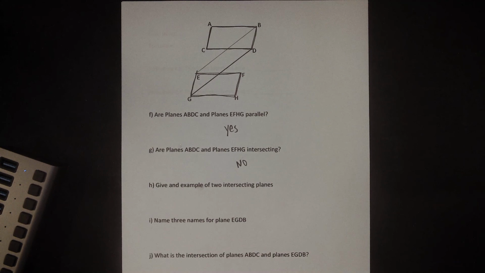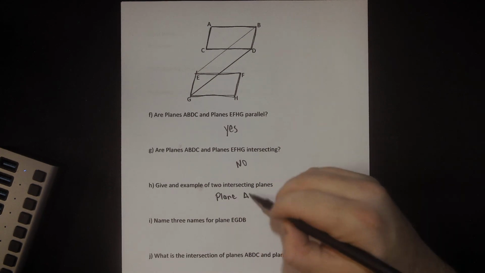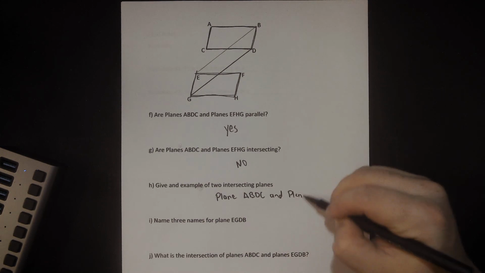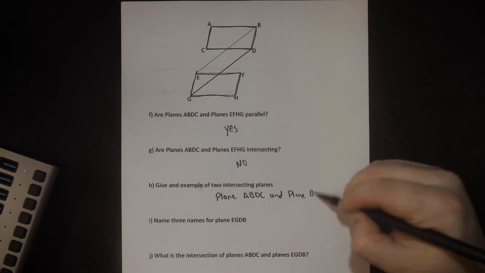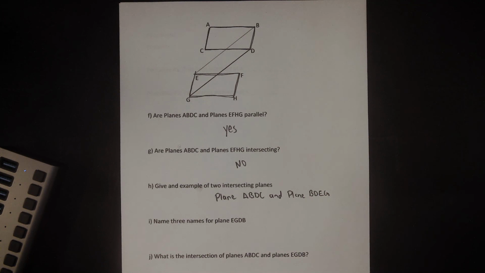Give an example of two intersecting planes. Now, technically speaking, a plane can be named with 1 letter, 3 letters, or 4. But because my students have a hard time with the 1 letter thing, I don't let them name them with 1 letter. I mostly tell them to name it with 4. So, I'm going to go ahead and say plane A, B, D, C, and plane B, D, E, G. Okay. Name 3 names for plane E, G, D, B.